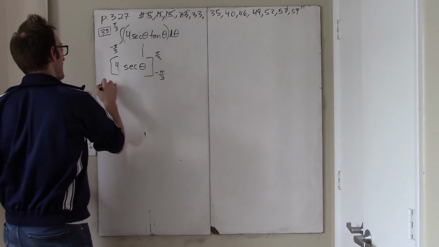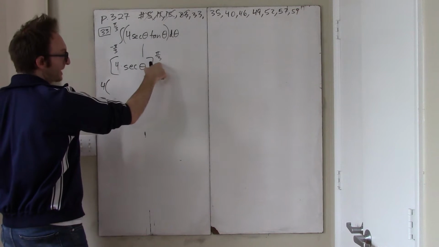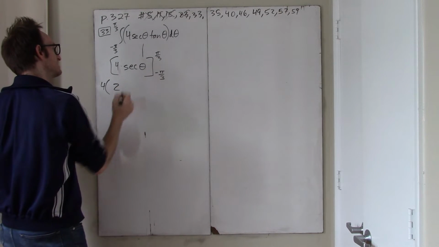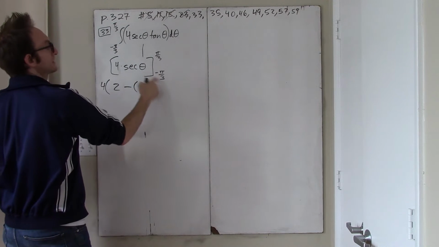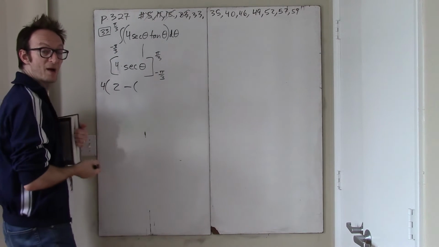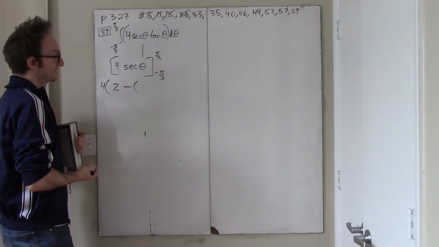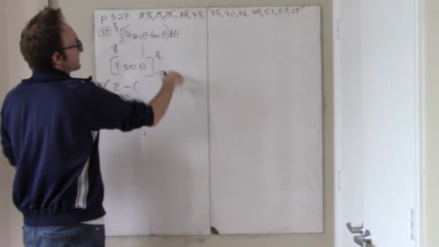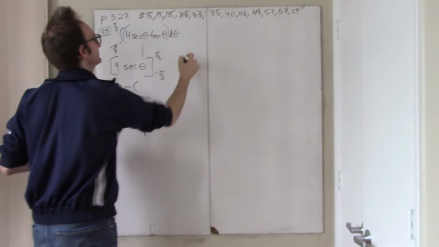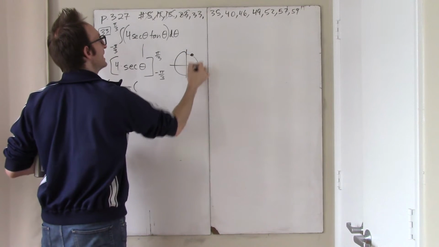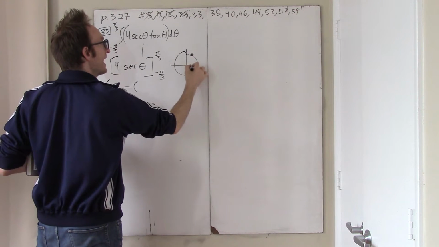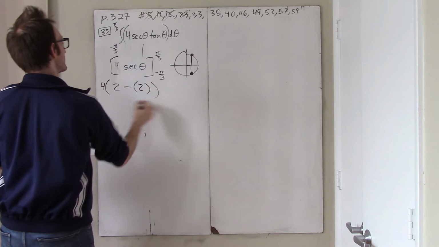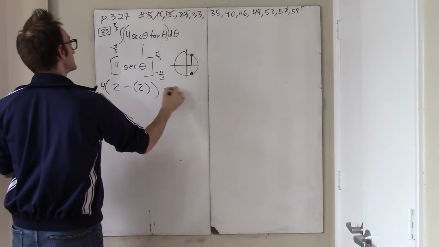Okay, so now when I go to actually do this, what is secant of pi over 3? It's like 1 over cosine pi over 3, so this is going to be 2. And then minus, what's secant of negative pi over 3? It is also going to be 2, because it's just the reciprocal of cosine. Pi over 3 and negative pi over 3 both have a cosine of 1/2. And so, alright, just as I predicted, the answer to this problem is 0.